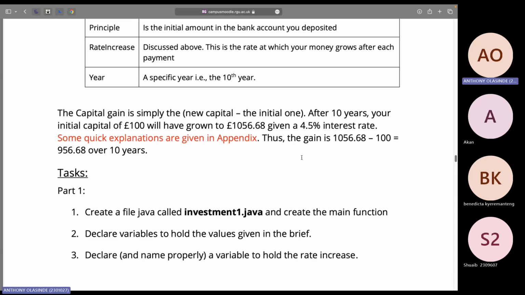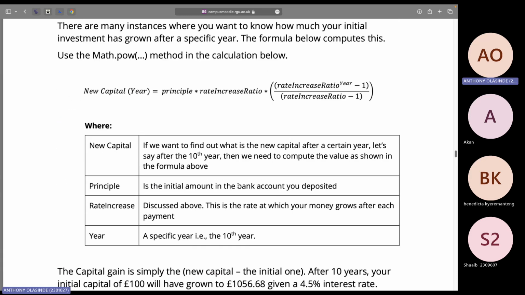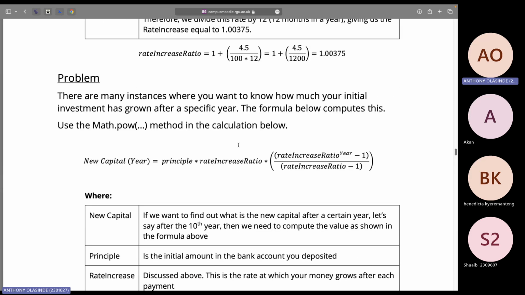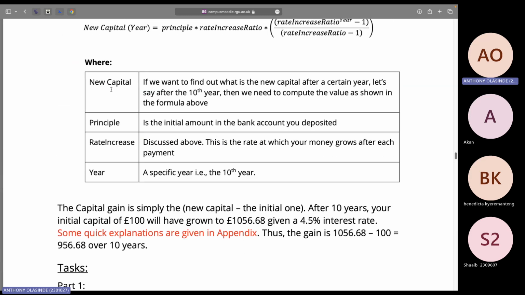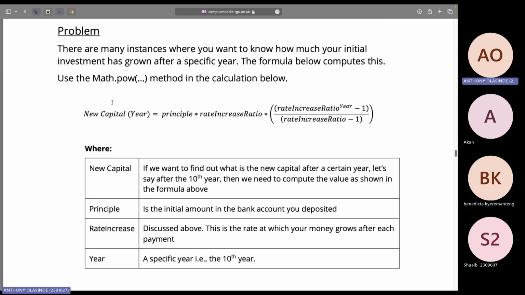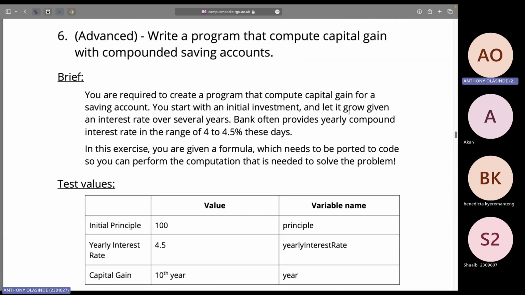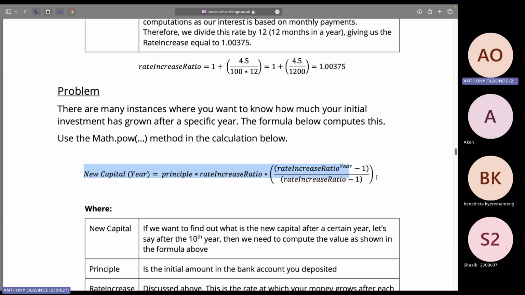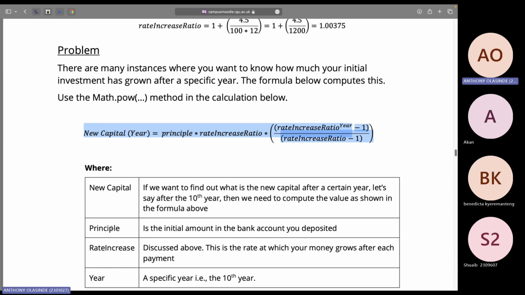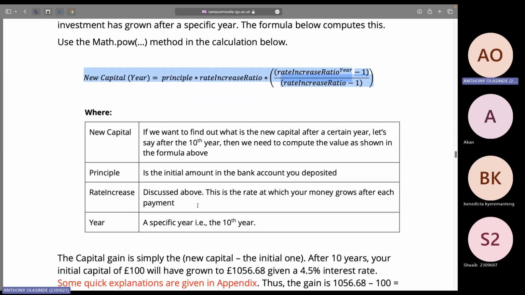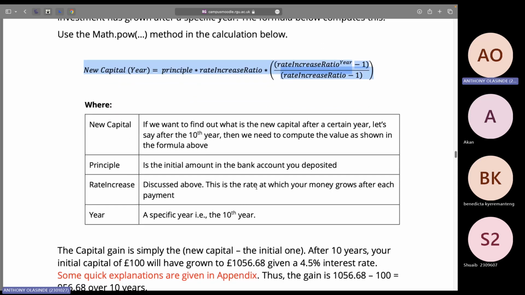So there are a couple of things in the brief that you should have read, right? The brief is a bit much, but basically, this is what we want to do. So you have new capital, which is what we want to calculate. You have the principal. You have the rate increase, discussed above. This is the rate at which your money grows after each payment. And you have the rate increase and you have VA.